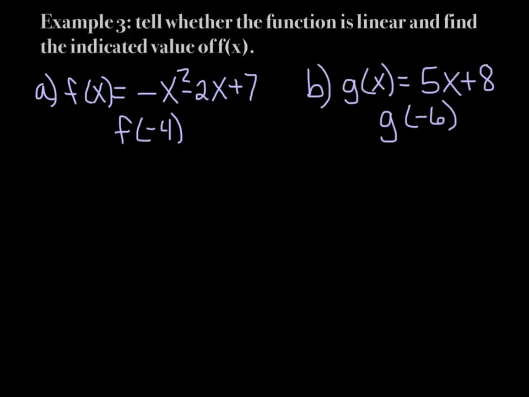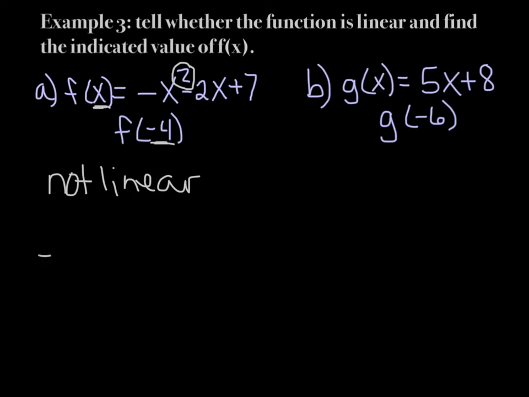All right, our next example. Tell whether the function is linear and find the indicated value of f of x. So if something is linear, that means the highest power on your x is going to be 1. So if you look at example A here, we have an x squared. That means it's not linear. So not linear. And then find f of -4. That just means you plug in a -4 everywhere where there was an x.